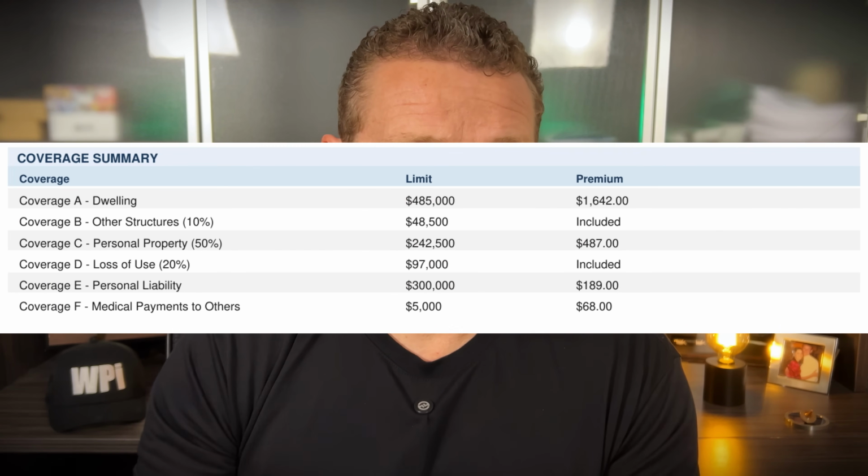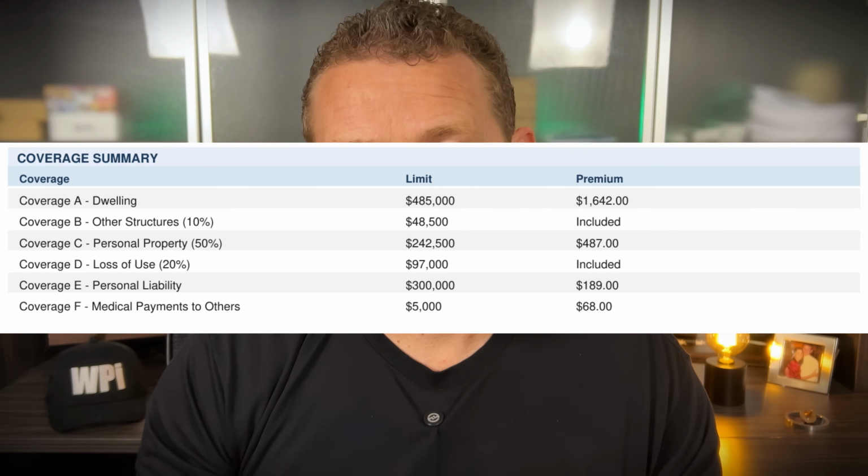Coverage D is loss of use. If your home is unlivable after a covered loss and you have to stay somewhere else, this covers those additional living expenses. That can include hotel stays, temporary housing, and the extra cost of meals and other expenses above what you would normally spend.